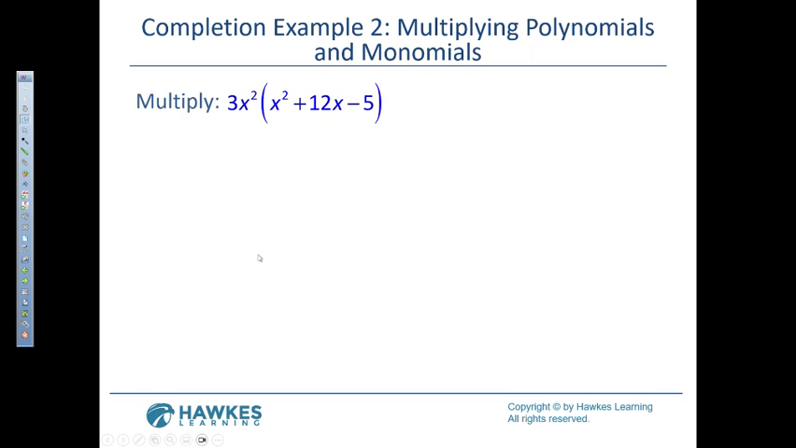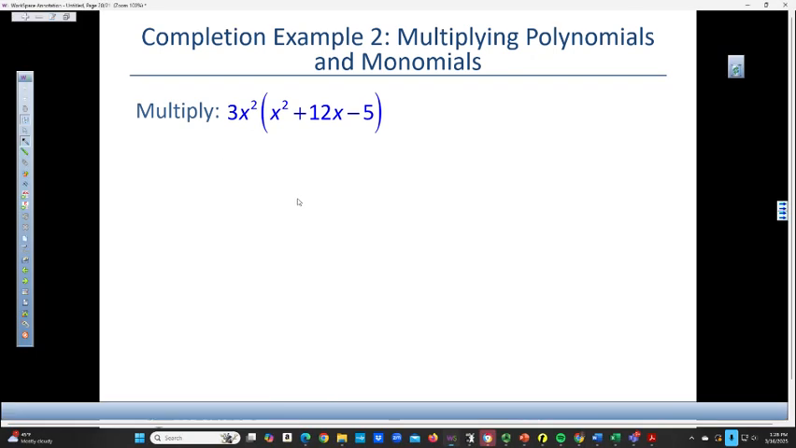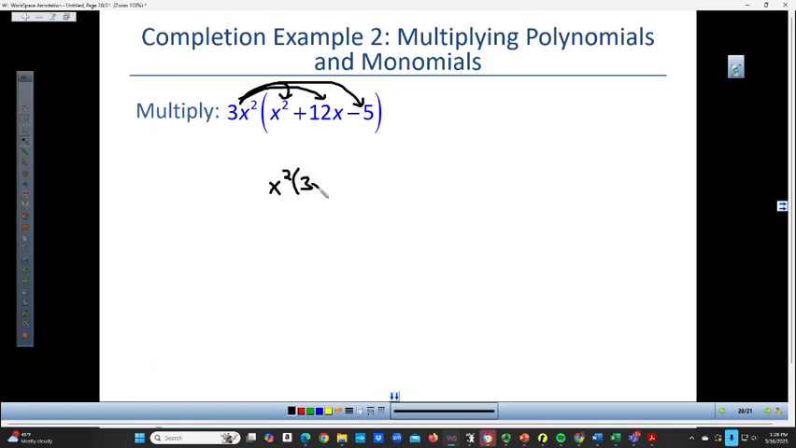Or on our next example, we can do what we call a box method. Actually, I'm going to distribute this one again also. Box method is when you have a binomial times a binomial. So again, we're going to get x squared times 3x squared plus 12x times 3x squared minus 5 times 3x squared.